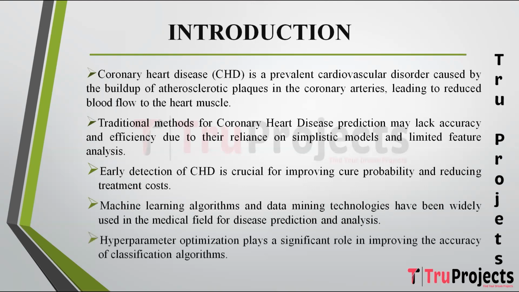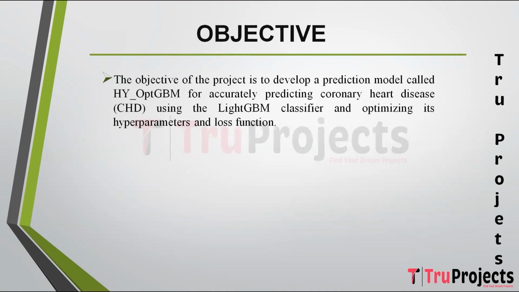Hyperparameter optimization is highlighted as a critical factor in improving the accuracy of classification algorithms like LightGBM. Fine-tuning hyperparameters ensures that the model is optimized to perform efficiently, resulting in a more accurate prediction of CHD. Objective. The primary goal is to create the HY-opt GBM prediction model, leveraging the LightGBM classifier. This model will be designed to accurately predict coronary heart disease, CHD, by optimizing the hyperparameters and loss function associated with the LightGBM classifier.